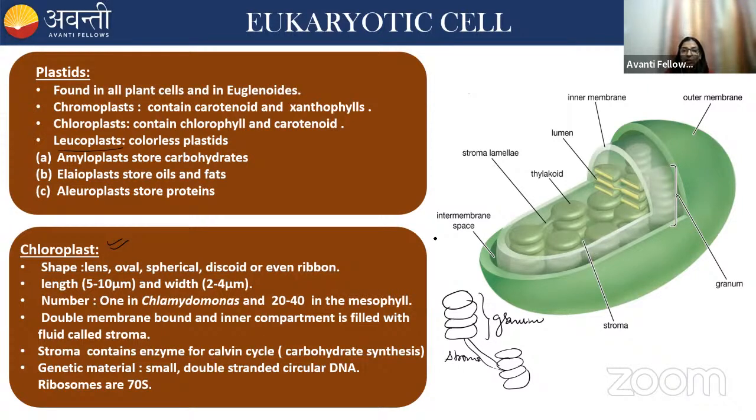Chloroplasts also have a prokaryotic origin. So they also have ribosomes which are 70S, and the genetic material is similar to prokaryotes, like small double-stranded circular DNA.